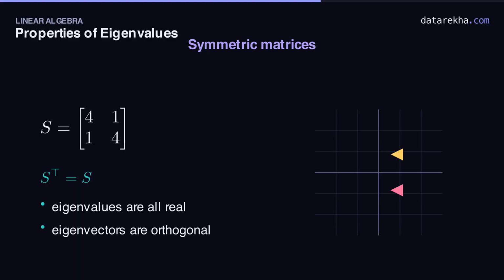For this S, the eigenvalues are 5 and 3, both real. Their eigenvectors point along (1, 1) and (1, -1), the gold and rose arrows. And there it is, a perfect right angle between them. That single fact, real eigenvalues and perpendicular eigenvectors, is the backbone of principal component analysis and a great deal more.